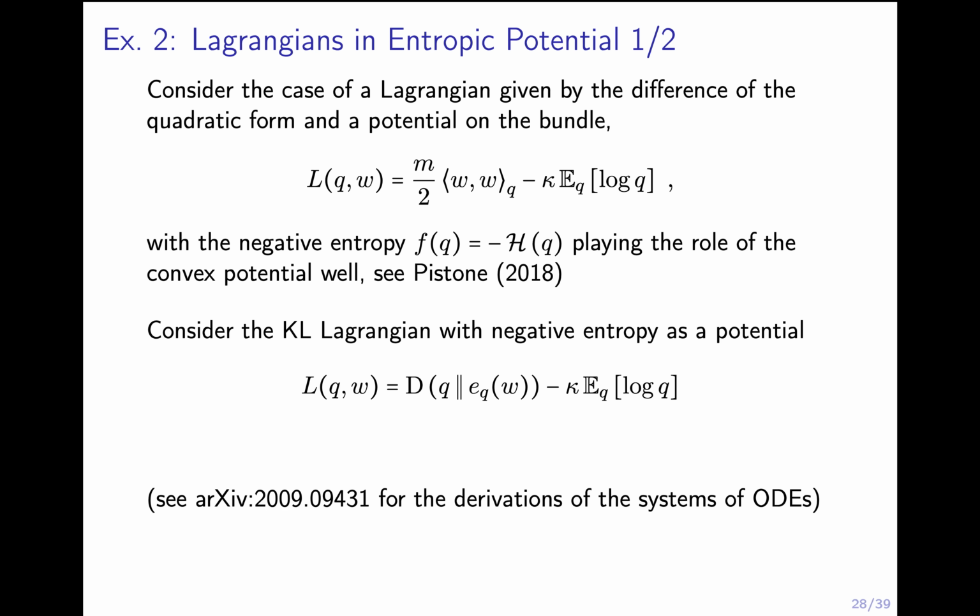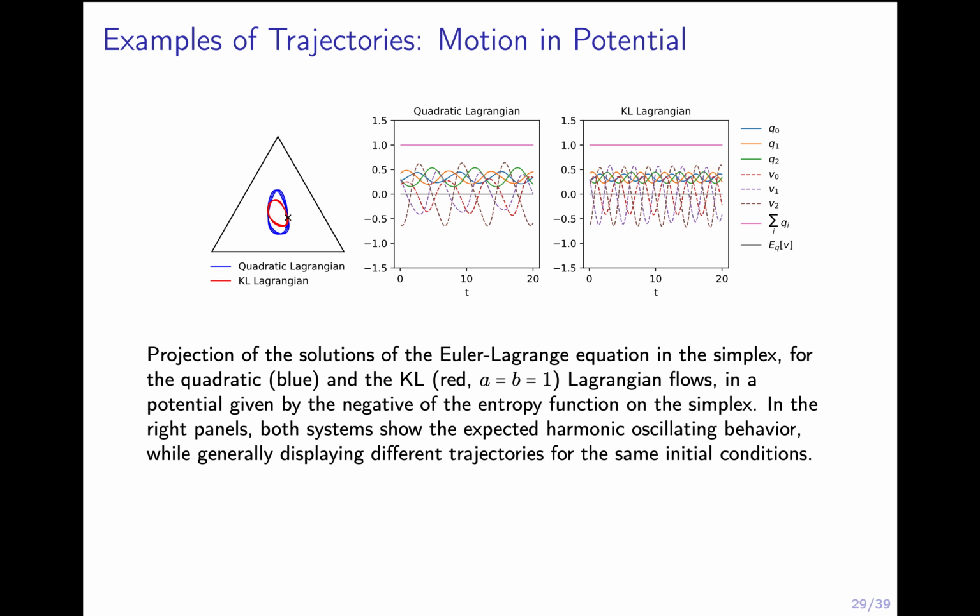And in this case we can obtain an Euler-Lagrange equation. We can solve it explicitly, in the sense that we can write explicitly the system of differential equations, and then we can solve the ODE numerically and obtain a different type of trajectory. As expected, in this case the behavior is oscillating, and it is a harmonic behavior. Again, the dynamics stay in the simplex, the vectors are proper vectors, the expected value is 0. The dynamics for the same initial condition are different, and in particular, we see faster dynamics associated to the KL Lagrangian.